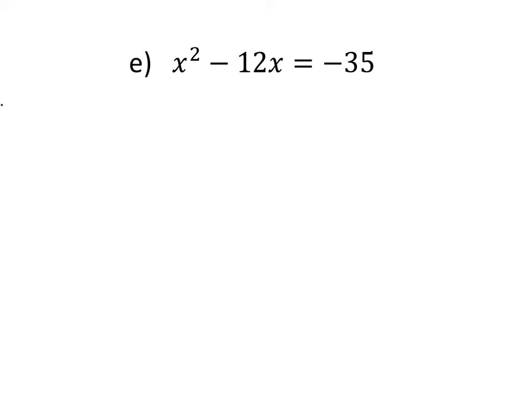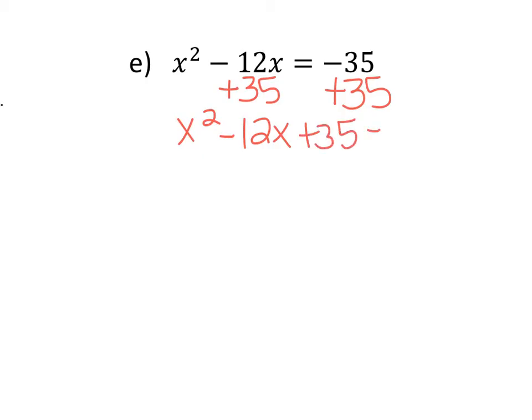Let's look at E. This time I don't have 0 on one side, so I need to make that happen. My x squared is positive, so I'm not going to move x squared. I'm going to leave everything on that side. So I'll move this negative 35. To get rid of negative 35, to bring it over, I need to add 35. So I have x squared minus 12x plus 35 equals 0. It's important when you're rewriting it to make sure it's in standard form. In other words, your x terms are descending. Your variables, the exponents will be decreasing.